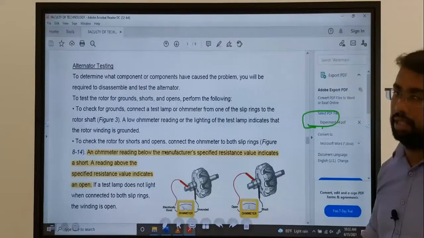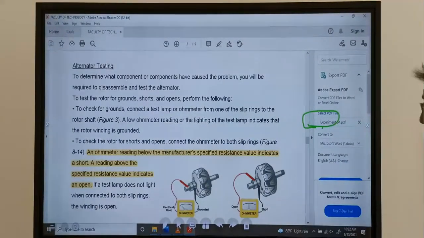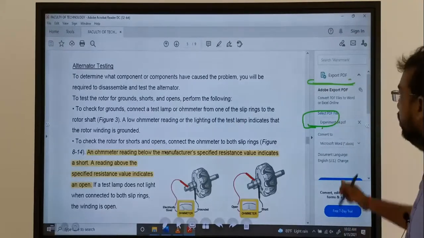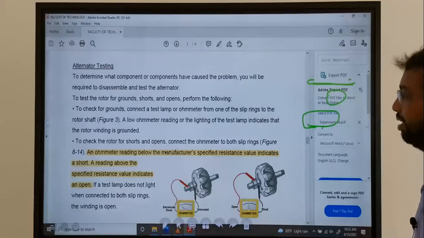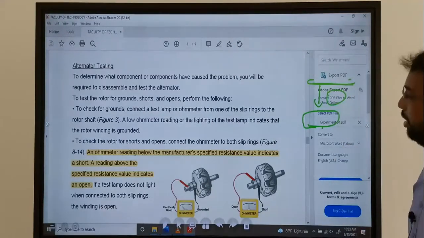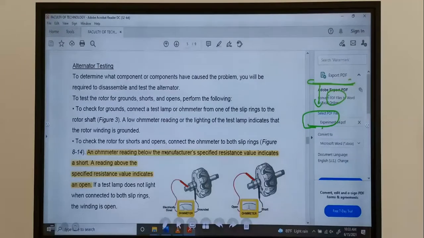This is the ohm meter. We can measure the ohm resistance. There is a value. If the value is low, below the specified resistance, that means there is a short circuit.